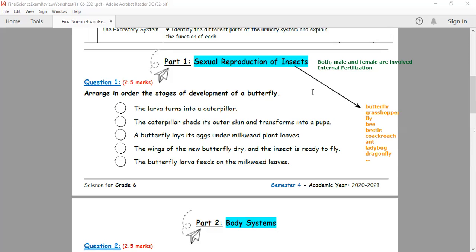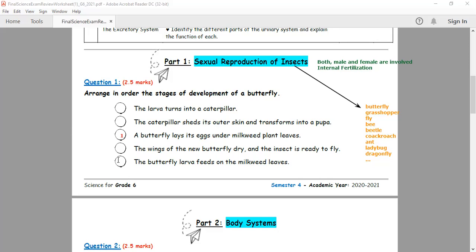Okay, the sperm fertilizes the ovum inside the female body, and we will have an egg. Then the butterfly lays its eggs on the plant's leaves. So what is the first sentence? A butterfly lays its eggs under milkweed. Then what hatches from the egg? The larva. The butterfly larva feeds on the milkweed seed. That's right. This is second.